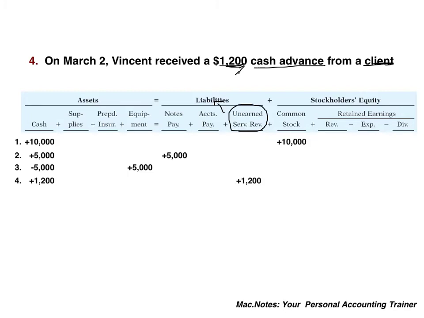So to record that, the other transaction is cash. So cash goes up $1,200. That's okay. And unearned service revenue also goes up $1,200. $1,200 on this side of the balance sheet, or the accounting equation, $1,200 on the other. So again, you see we're always in balance. We're recording these transactions in two places such that we always remain in balance.